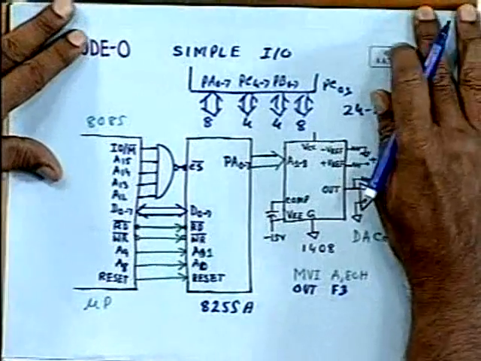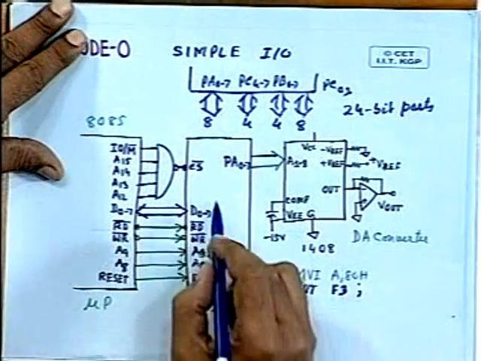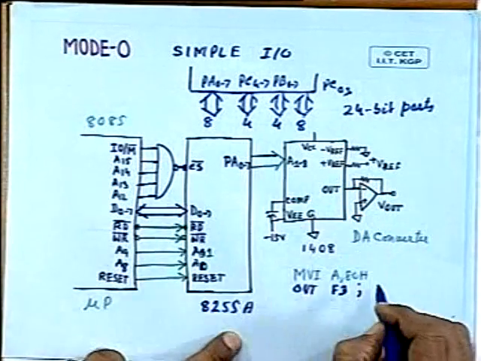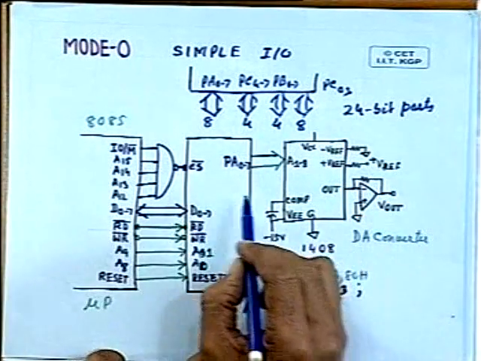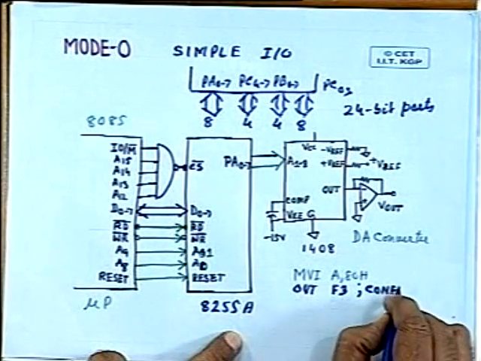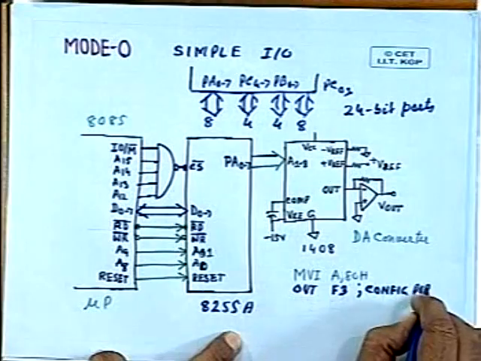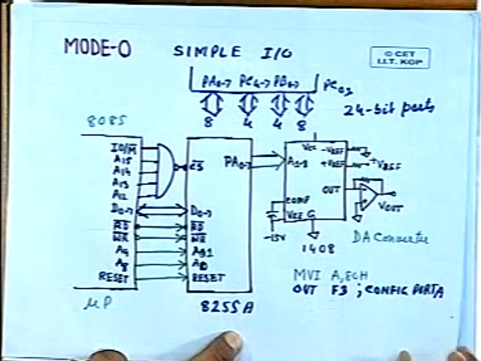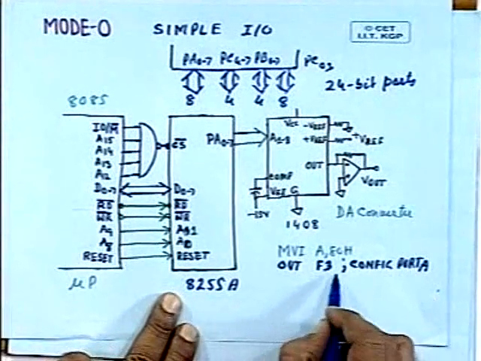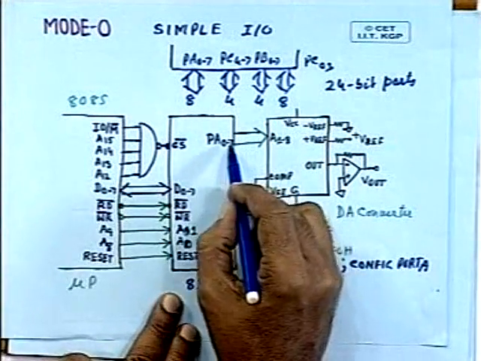And if you execute this, it will configure the port in output mode and write the value into the control register. So configure port A. By using this, you are configuring port A as output port and in mode 0.